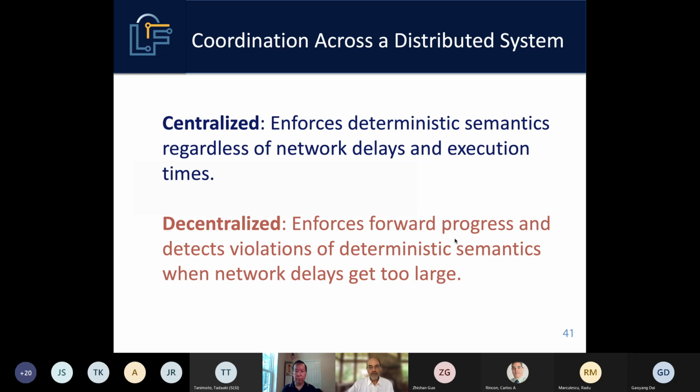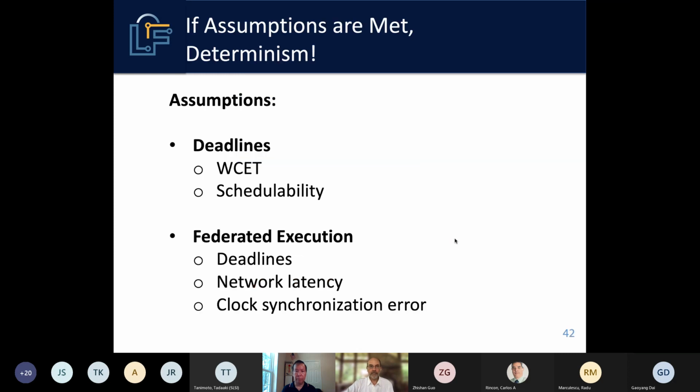But again, we have a way of introducing a controlled form of that where you define fault handlers that detect violations of this deterministic semantics. So in particular, these are the assumptions. Deadlines will be met.